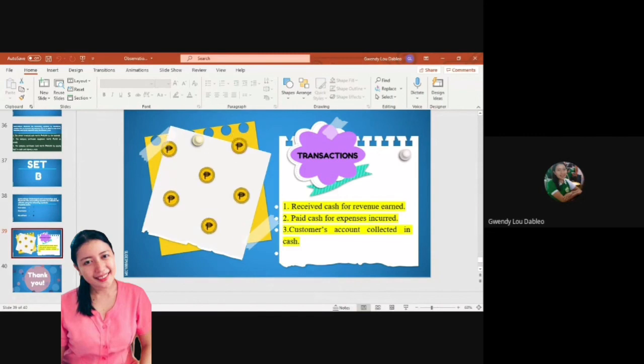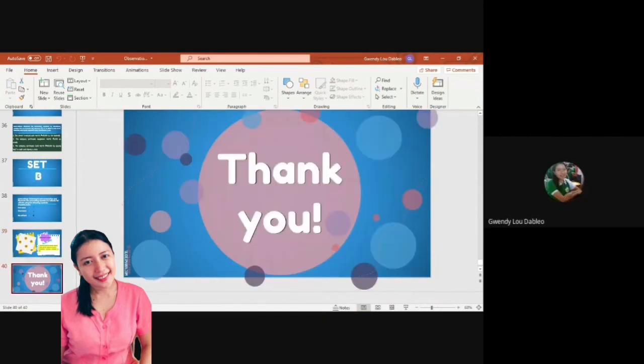Clarifications? More questions? None so far. For next meeting, you have to study in advance the next competency, which is to perform operations involving simple cases with the use of accounting equation.